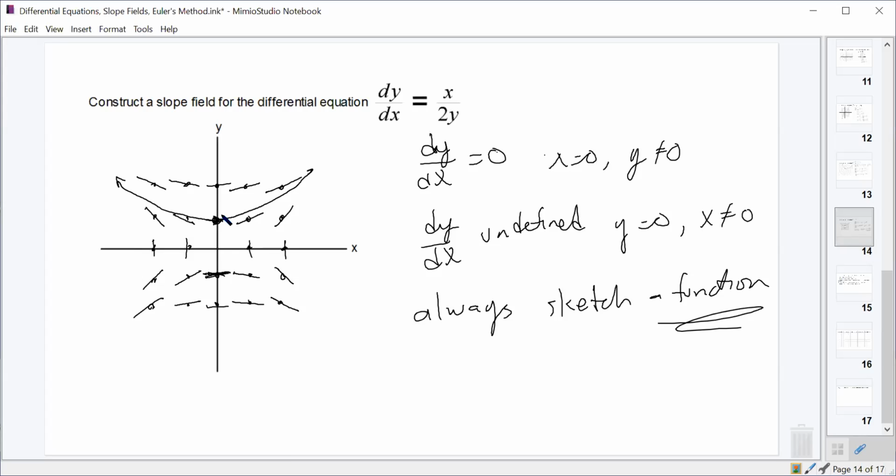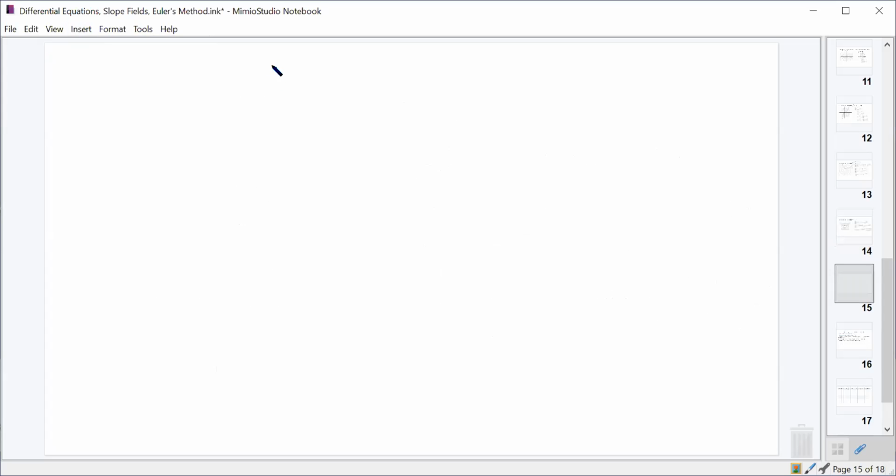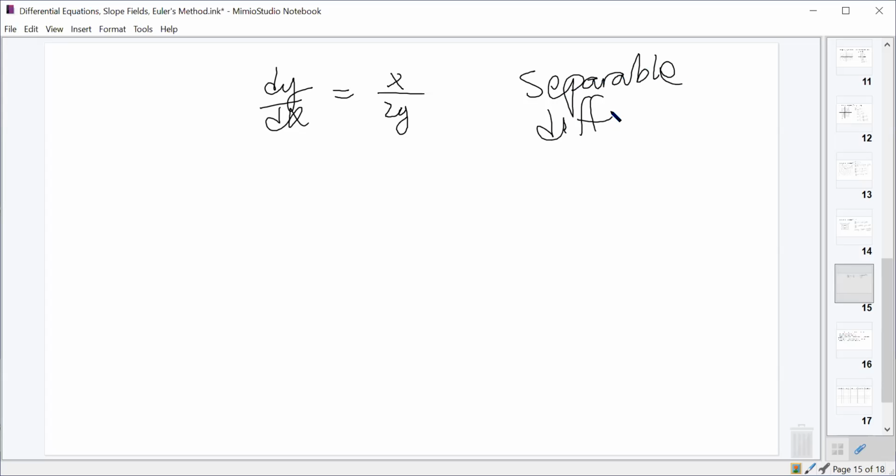And of course, there is a way for us to solve these types of differential equations. What is the name for these types of differential equations? Or it's a quotient of two functions, x and y, or a product of two functions, x and y. Well, we have x over 2y, right? This is a separable differential equation.